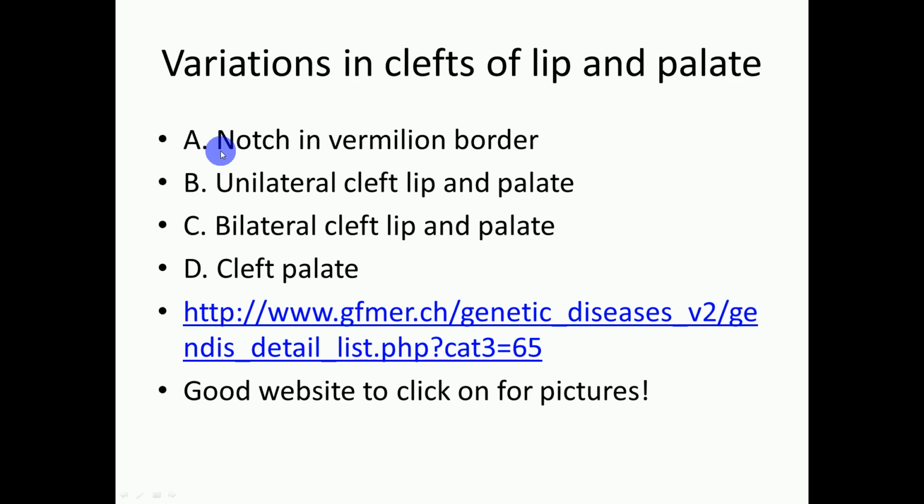Again, it can be anything from a notch in the vermilion border to unilateral cleft lip, cleft palate, to bilateral cleft lip, cleft palate, to just cleft palate. And I've given you a good website that you can go to and look at these helpful pictures.